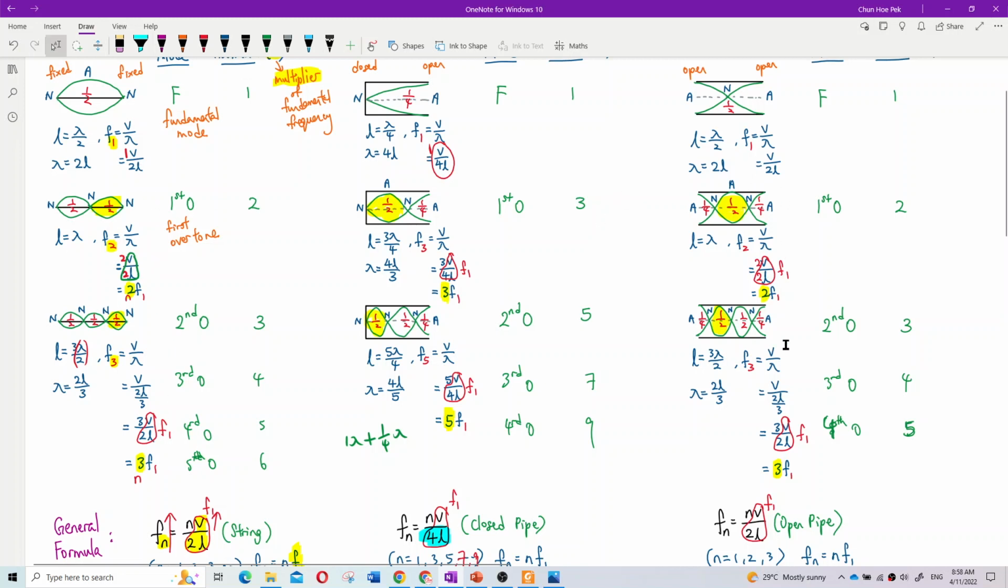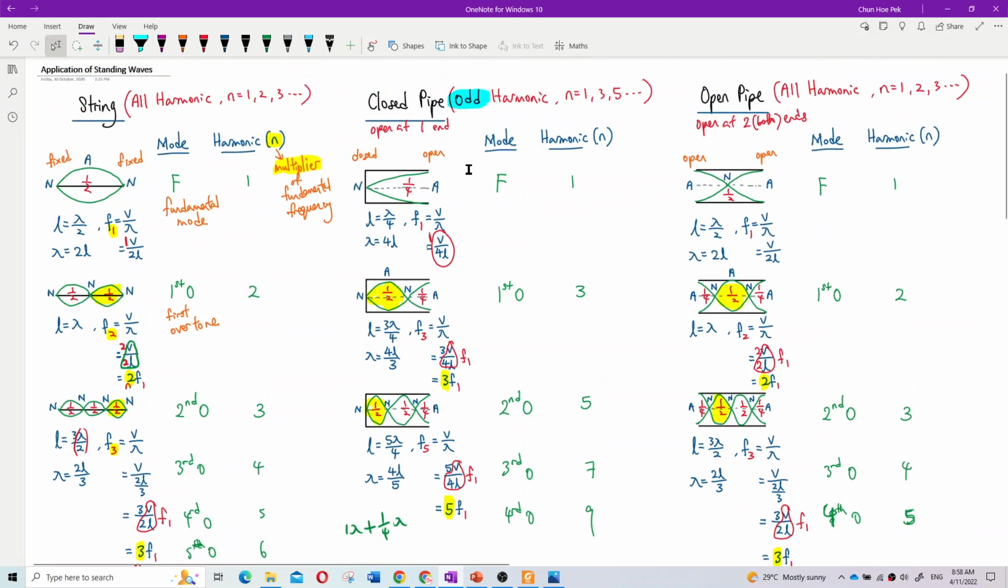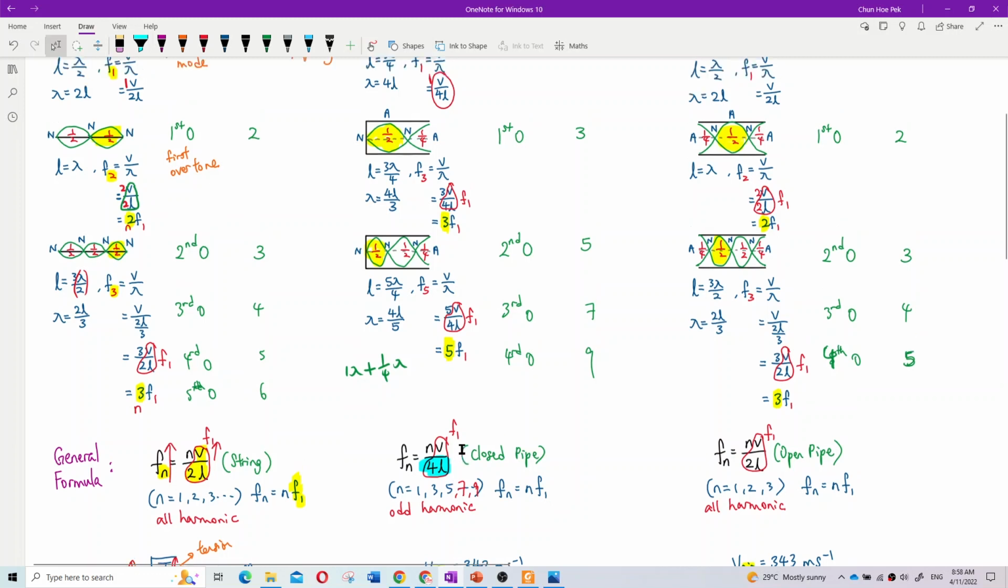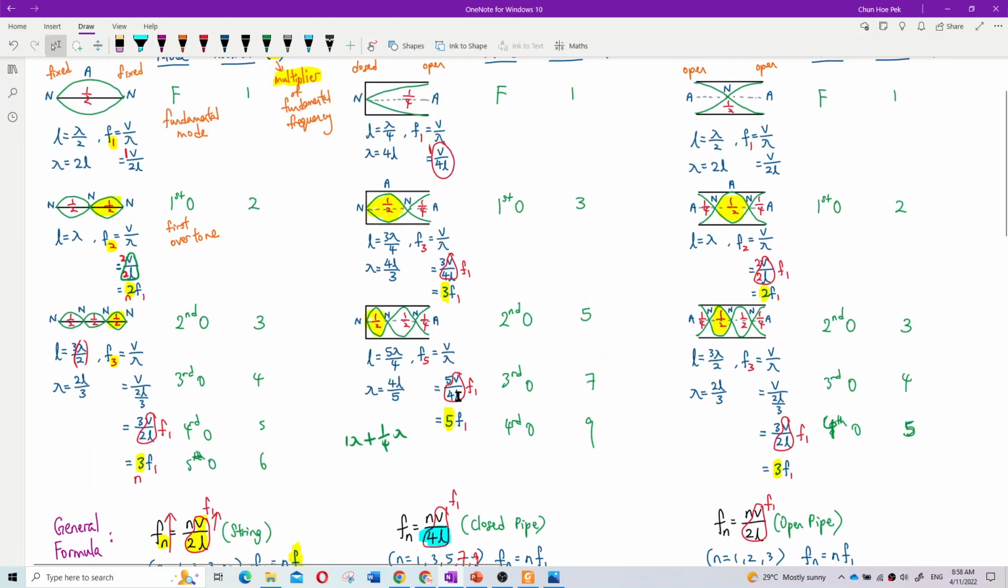For the others all are 2L, right. But for the closed pipe it is 4L, 4L, 4L. So the general formula is also 4L, and the numbers are 1, 3, 5. And then of course, what can we expect for the third overtone? It must be 7. And for the fourth overtone? Must be 9. Correct or not, class?